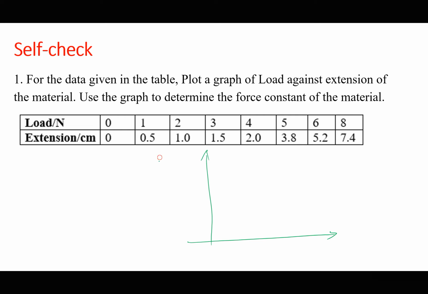You want to sketch a graph of load, which is the force, against extension. Of course, the graph is starting from 0, 0. And if you try to sketch this graph, the extension is increasing uniformly initially by 0.5, plus 0.5, plus 0.5, plus 0.5 up to here. So that means initially from 0 up to 2.0 it is going to be a straight line approximately.